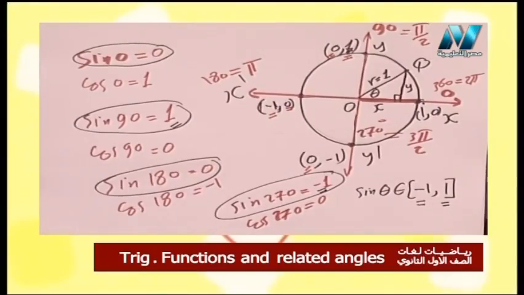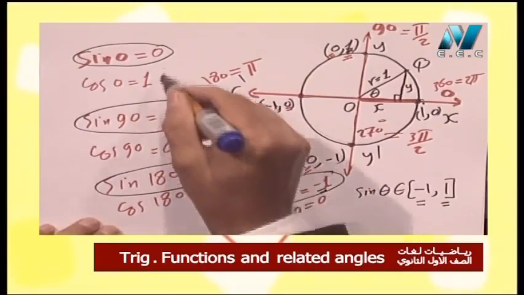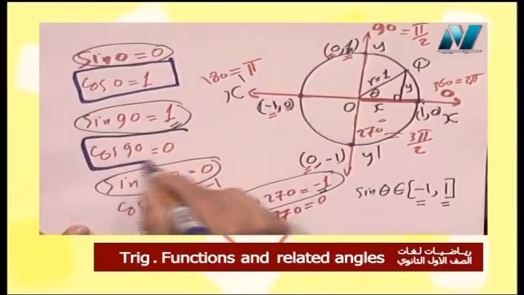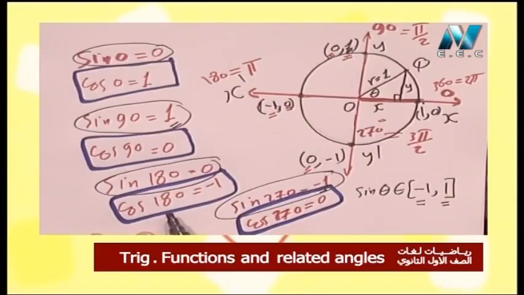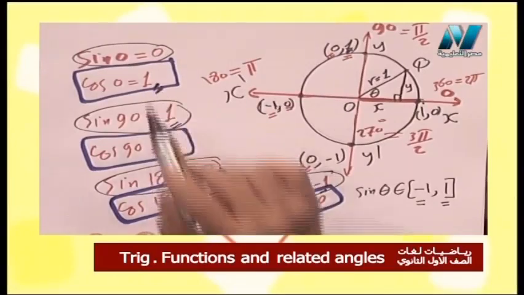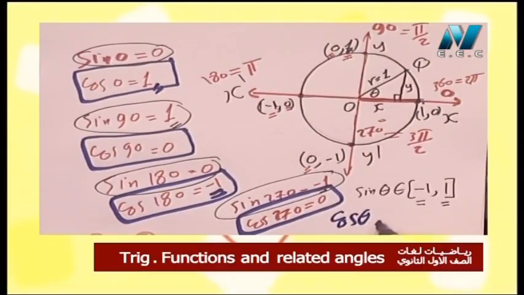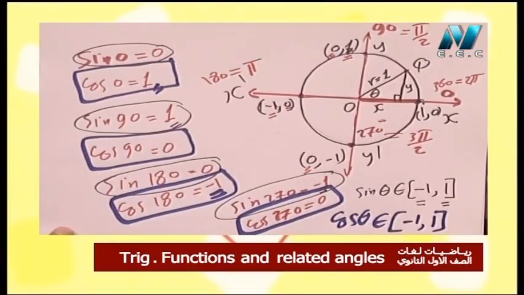And look carefully for cosine. We have here cosine 0 equals 1, cosine 90 equals 0, cosine 180 equals negative 1, and cosine 270 equals 0. So we can see here that the smallest number cosine of an angle can take is negative 1, and the greatest number is 1. So cosine theta also belongs to the closed interval from negative 1 to 1. The cosine value is between negative 1 as a minimum and 1. Okay, so we agreed that sine or cosine can be negative 1 or 1 or any number between them.